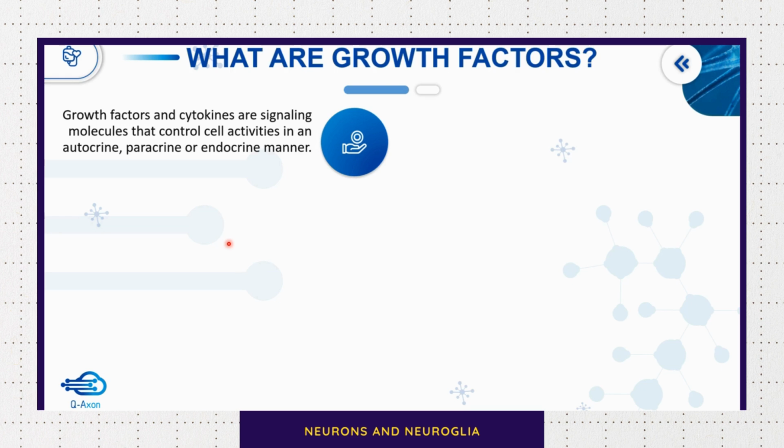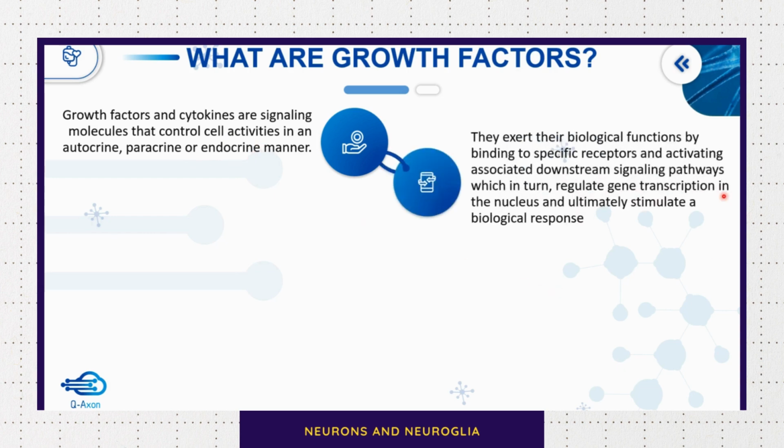Now, they can exert these actions in an autocrine, paracrine, or endocrine manner. So, if a cell secretes a growth factor which acts on its own self, we call it autocrine. If the growth factor acts on cells in the immediate vicinity, we call that paracrine. And if this growth factor is released into the bloodstream and it acts on a distant target tissue, then we call that endocrine. Now, how do growth factors act?